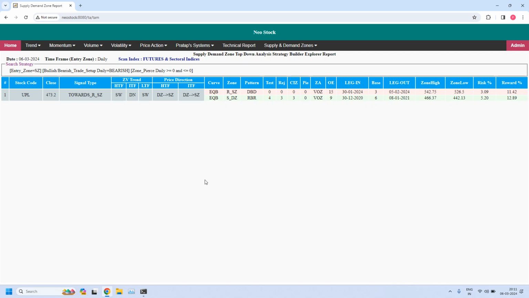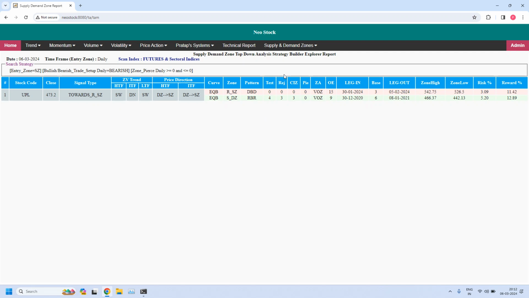See, we've been looking into this stock for a long period, for several days. To get an entry, it should get into 526 rupees, but it is at 473. Okay, anyway, we have only one stock, and it is not near to the supply zone.